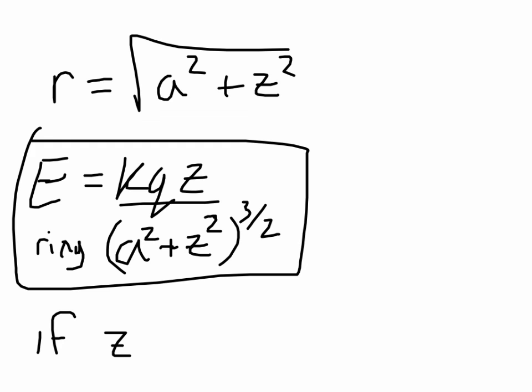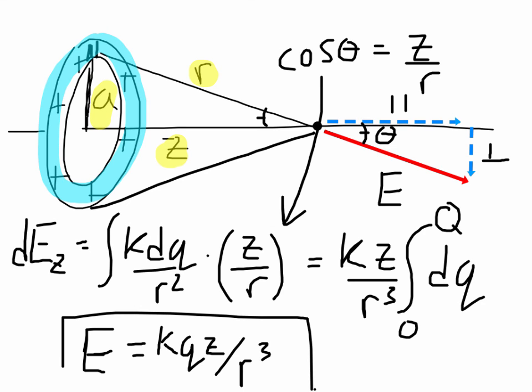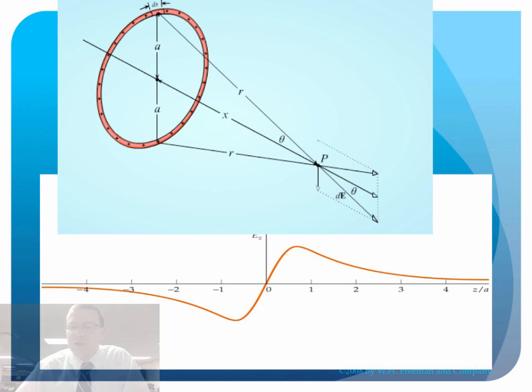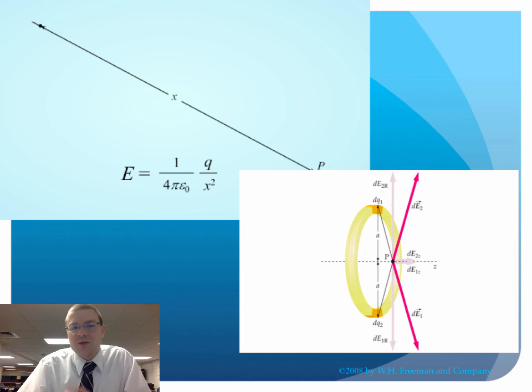Well, what if z equals 0? If z equals 0, that means I'm in the middle of the ring there. And if I put 0 right here, the electric field becomes nothing. Which, if you look at the picture, it'll make sense. If I put a charge right here in the middle of the ring, that charge is going to feel no force whatsoever. It's going to feel pushes from up, down, left, and right, and the field's going to perfectly cancel out. So the electric field strength grows away from the center of the ring, but as you get further and further away, eventually it's going to turn into a point charge, and the point charge will just be kQ over r squared.